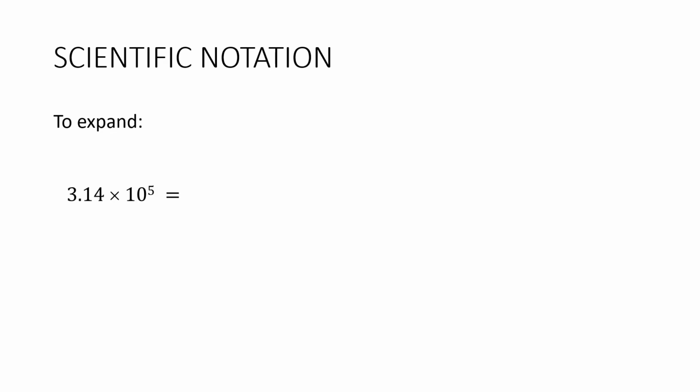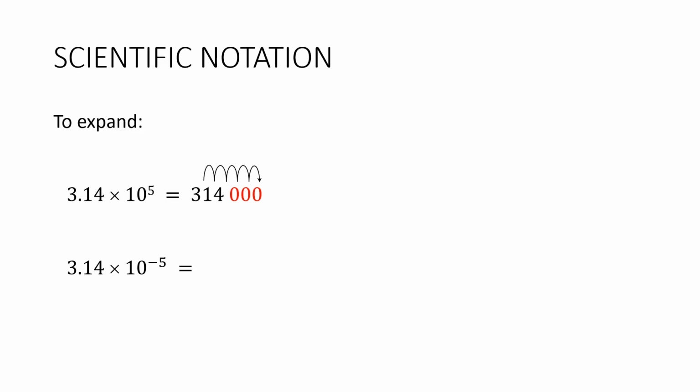If we want to expand the numbers, then we take our number 3.14 times 10 to the power of 5. This one's a large number, so I'm going to put the 314 at the front, and I'm going to move that decimal point 5 positions. So 1, 2, 3, 4, 5. And I'm going to fill in zeros underneath. So we have 314,000.